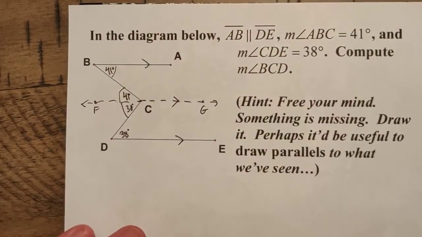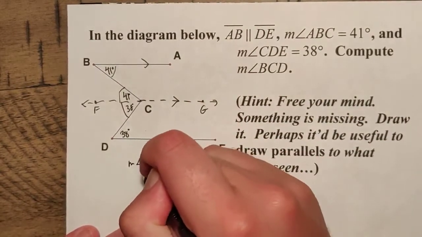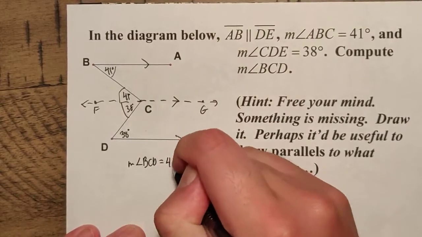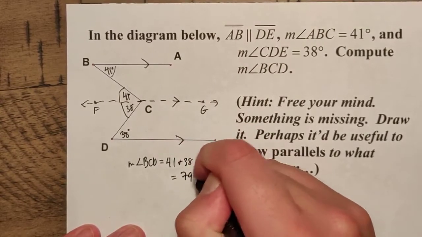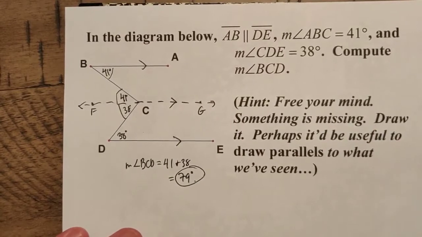So we can kind of do something like this, and we end up with something that looks like that, and therefore we know that the measure of angle BCD here is just 41 and 38, and that tells us it's 79 degrees. So this will work out pretty well.